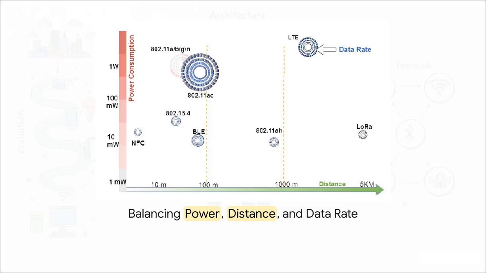The y-axis on the left represents power consumption, going from a tiny little 1 milliwatt at the bottom all the way up to over 1 watt at the top. The x-axis along the bottom represents distance, stretching from 10 meters on the left to a massive 5 kilometers on the right. And finally, those blue concentric rings, they represent the data rate. Basically, the bigger the rings, the more data is being pushed through. This scatter plot is essentially the ultimate cheat sheet for understanding exactly why certain protocols are used for specific jobs.